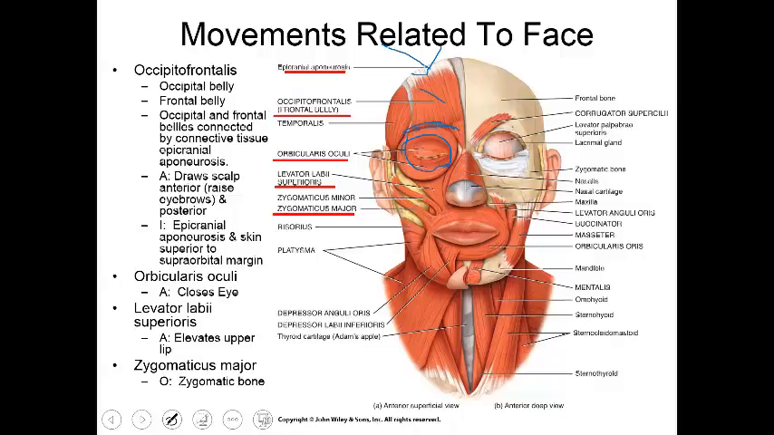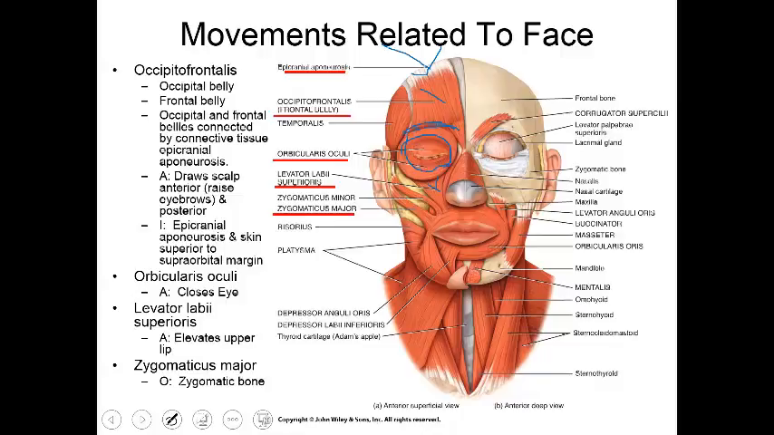Now the next muscle down, this guy right here, is helping you lift up or elevate your upper lip. So look at the name of this muscle. Levator labii superioris. Levator is anything that elevates or levitates. Labii refers to lips. And superioris for the superior lip, which is the upper lip. So the levator labii superioris helps you elevate your upper lip.